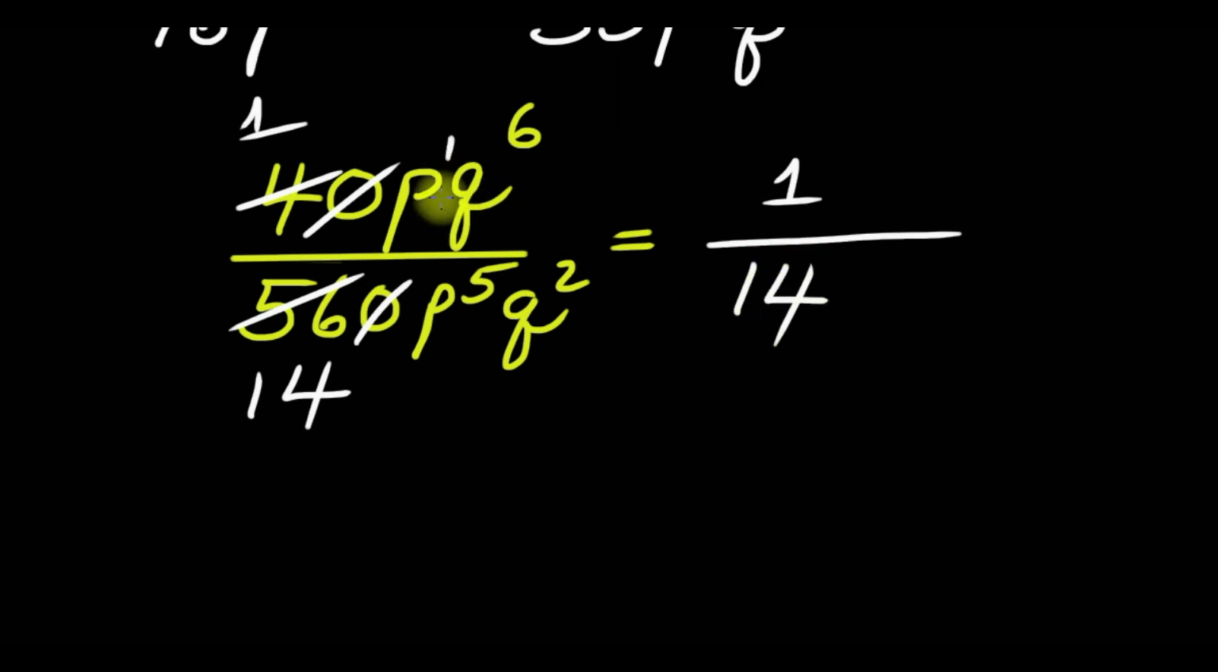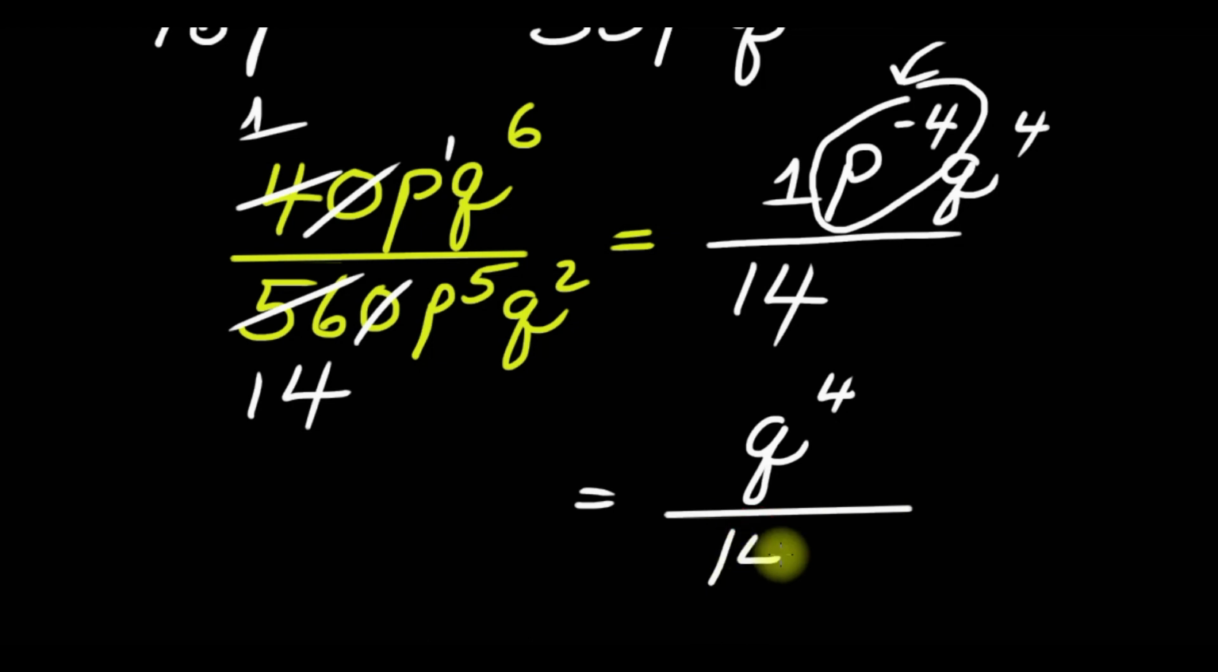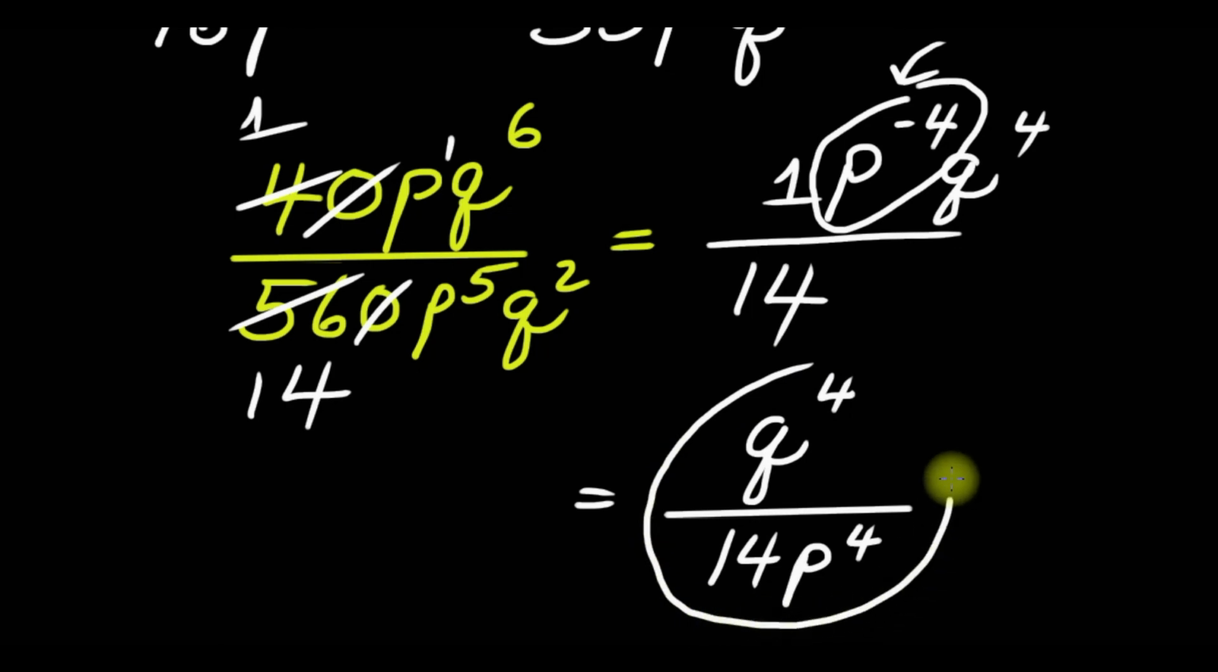Now the exponent for this p is 1. So 1 take away 5 is going to be negative 4. Okay, so that's your p, and then we're going to come back and fix this. And then your q, 6 take away 2 is going to be 4. And then we need to take this to the denominator because it has a negative exponent. So your final answer is going to be q to the 4 stays up top, and your denominator is going to be 14 p to the 4. So this here would be your final answer.